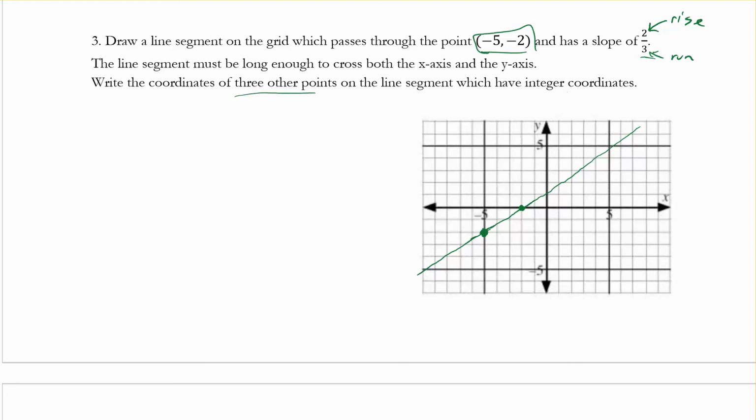And then it just wants you to write the coordinates of 3 other points on the line which have integer coordinates. So really you're looking for places where it crosses pretty perfectly on the grid lines, because that would be an integer coordinate, right? So look for a couple of those points. Mine might not be perfectly right because I didn't use a straight edge, but when you use a straight edge, look for a line. That might be one, I'm not too sure. Okay, so go ahead and do that.